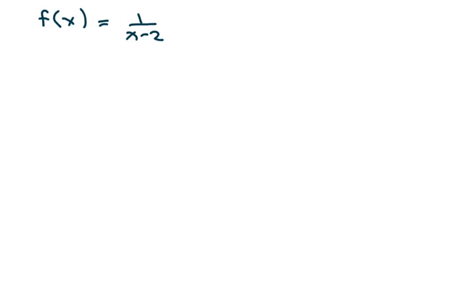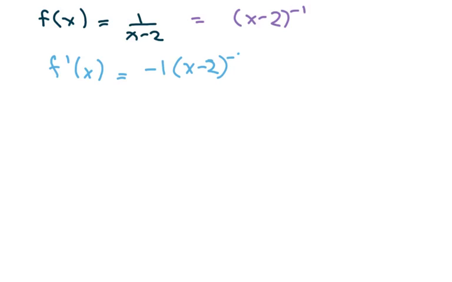Okay, this one, I'm going to go ahead and rewrite this as x minus 2 to the negative 1 and take my first derivative. So my first derivative is going to be negative 1 times x minus 2 to the negative 2. Alright, and then you multiply that by 1, which is going to be the same. So this whole thing is just going to equal negative x minus 2 to the negative 2.